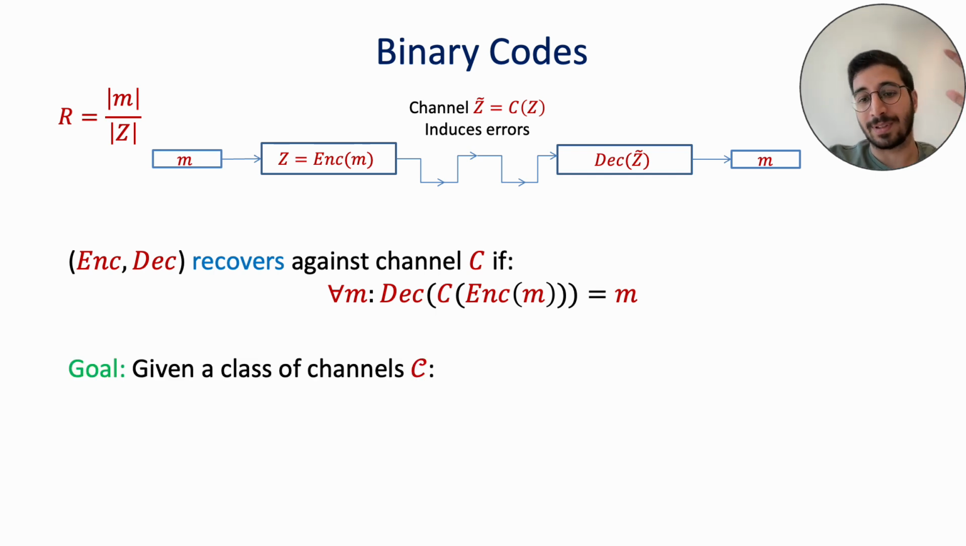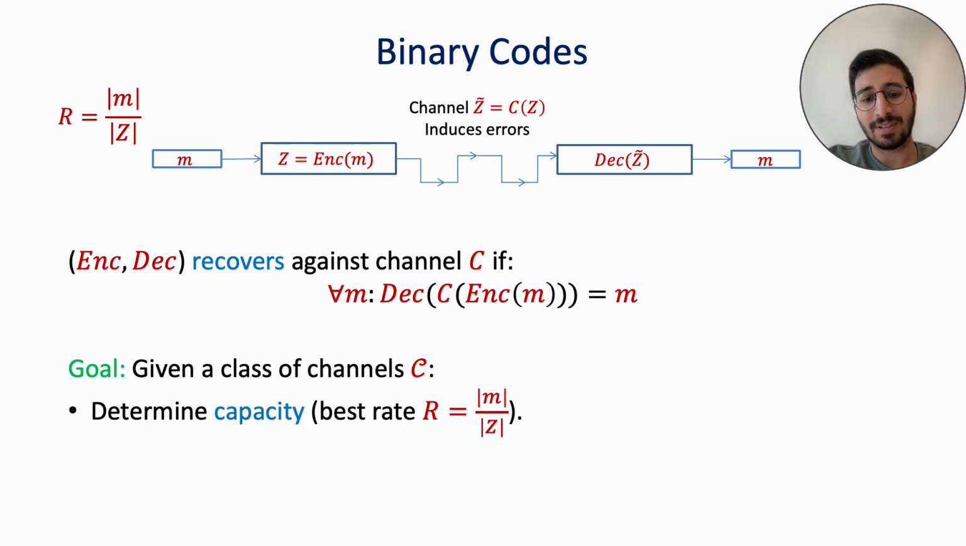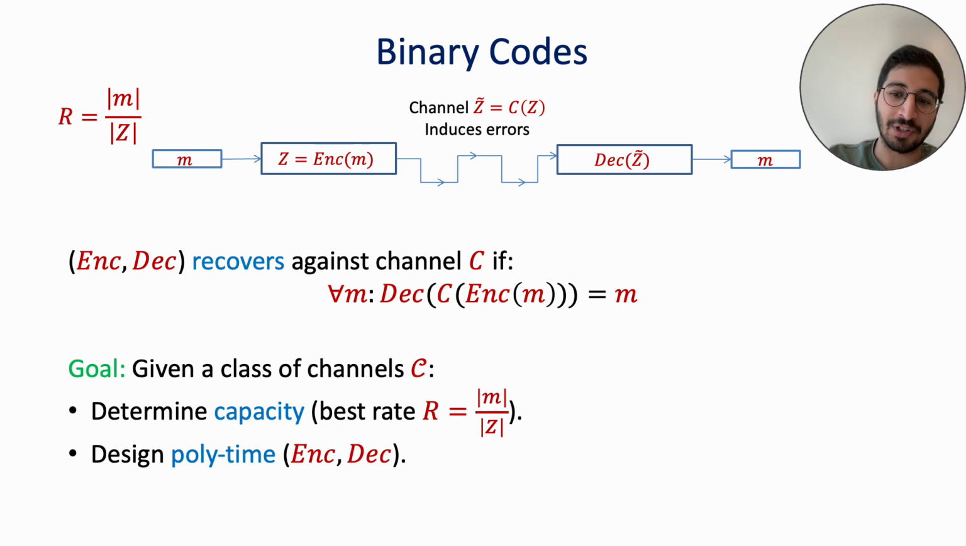This was for a single channel, but given a class of channels, it makes sense to ask the following questions. The first is, what's the capacity of the channel? By capacity, I mean what's the best rate possible for this class of channels? And it also makes sense to ask whether we can do this efficiently. Can we have efficient encoding and decoding algorithms that achieve this capacity?